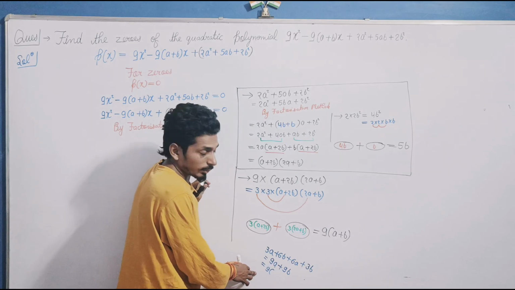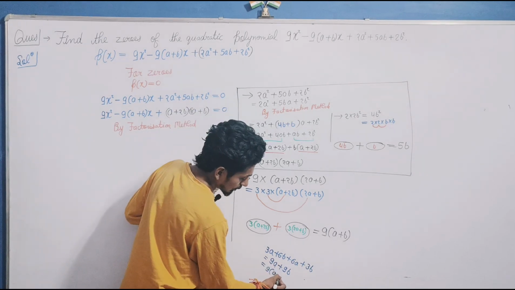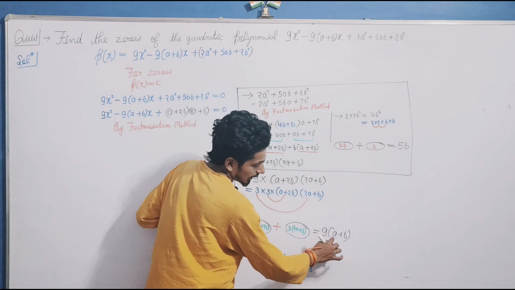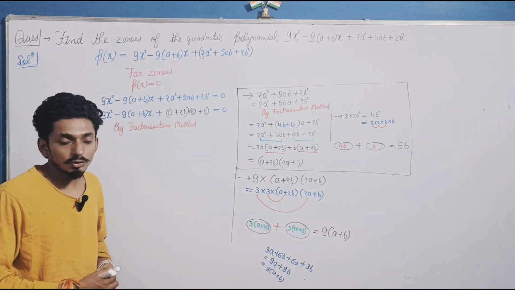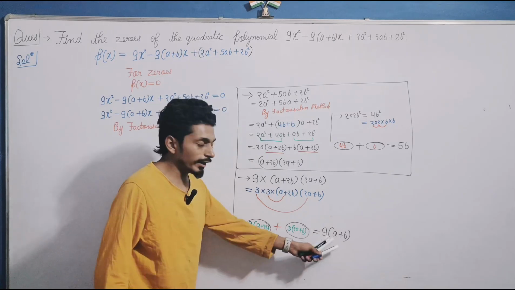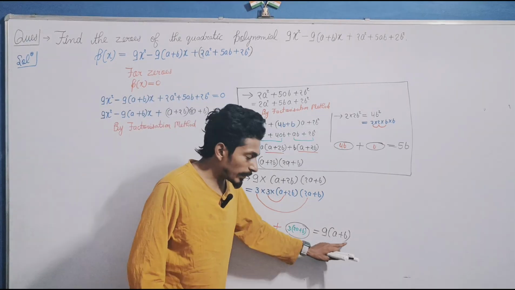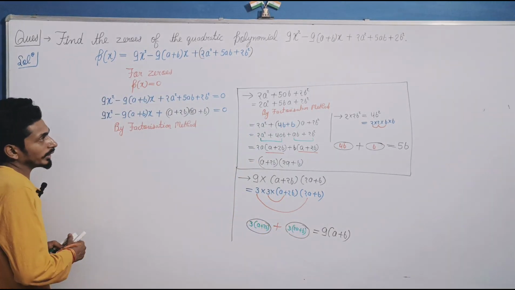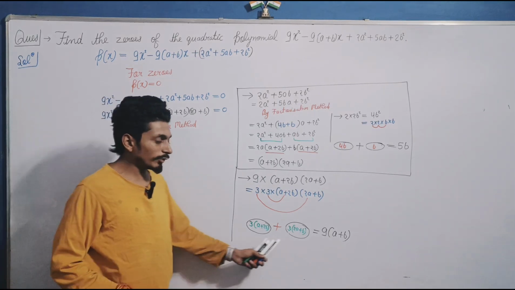Here we take common 9. That quantity which we take common, divide by each term. 9 by 9 cancels, 9 by 9 cancels. So we get 9 into (a plus b). Yes or no? It means 9 into (a plus b) can be replaced by this plus this.